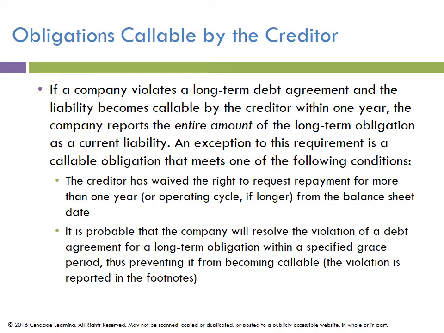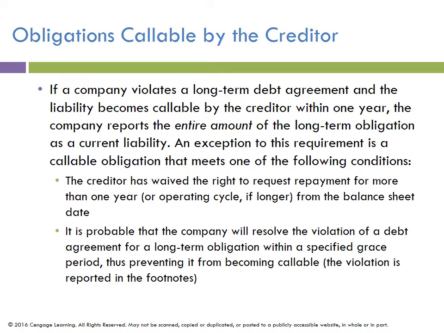Obligations callable by a creditor. What does this mean? Sometimes a loan may have an option for a creditor to make you pay it at a certain time, or if you don't follow certain rules, you may be obligated to pay it. So obligations callable by the creditor. So if a company violates a long-term debt agreement, and that's what I was just talking about, you broke the rules, and the liability becomes callable by the creditor within 1 year, the company reports the entire amount of the long-term obligation as a current liability, because you probably have to pay that in the next year.